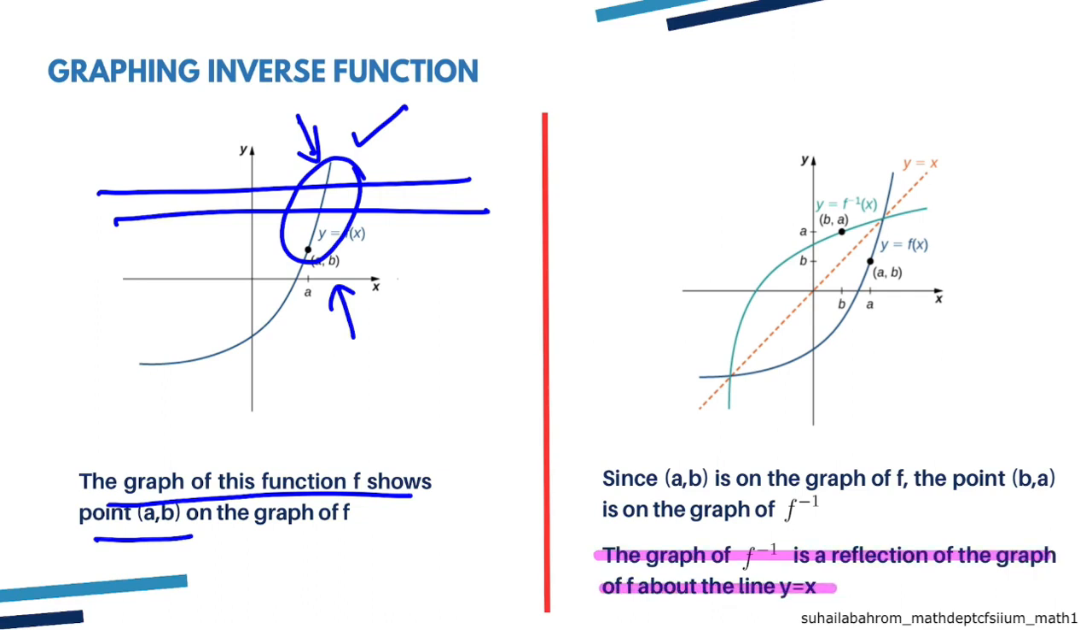So how can we sketch the graph of f inverse? We have to draw the line y is equivalent to x. Then we have to reflect the graph of the function f on that line. So you will get this graph, which is referred to as the graph of the function f inverse.